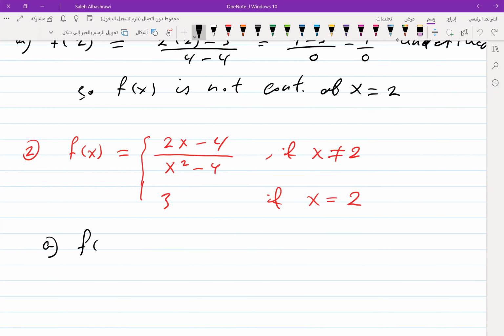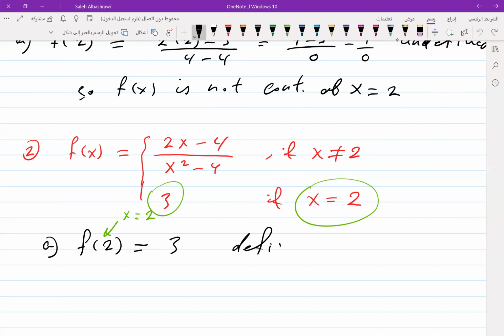I need to check f of 2. What is the value of the function when x equal to 2? F of 2 means x equal to 2. So if x equal to 2, the value of the function is equal to 3. So this is defined. So the first condition is satisfied.